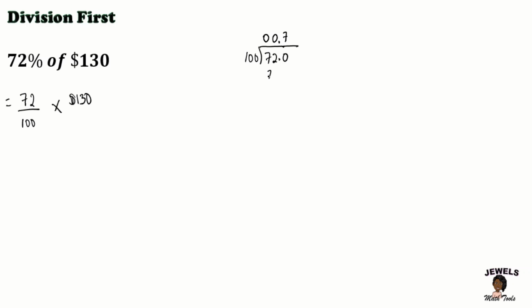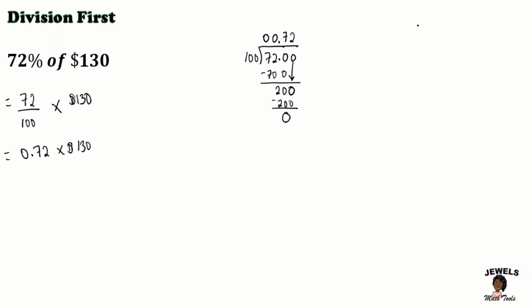7 times 100 is 700. 720, subtract 700, leaves us with 20. We're going to add another 0, bring down that 0, changing 20 into 200. 100 goes into 200 2 times, and 2 times 100 is 200. 200 subtract 200 is 0. So as a decimal, 72% is equal to 0.72, which will be multiplied to 130.